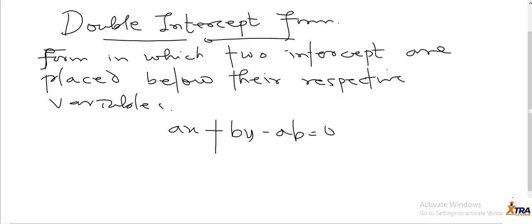So in this class we are looking at double intercept. So let's look at double intercept form. It is the form in which the two intercepts are placed below the respective variable.